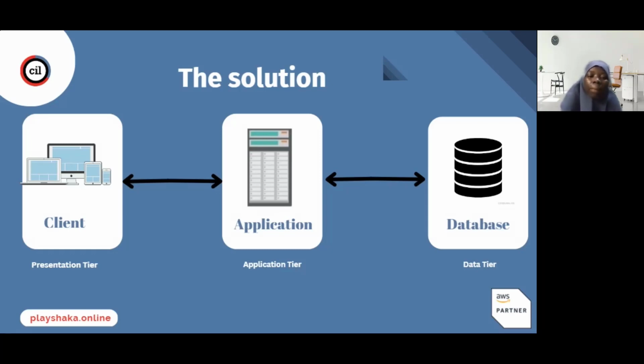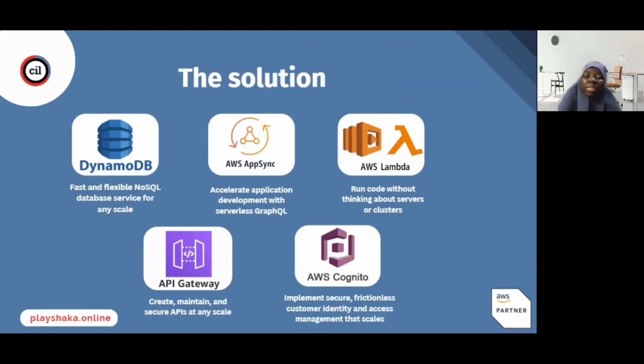And the data tier consists of the database that will store all the information and all these contents. That means all the content will be coming from the data tier. This is just an overview of how the application works. But what are the AWS services? Since we are an AWS partner, what are the AWS services that we're able to use to bring Playshaka to life? You might just be looking at the screen and wondering, what's all this? Just hold on, you will get everything in a short time.